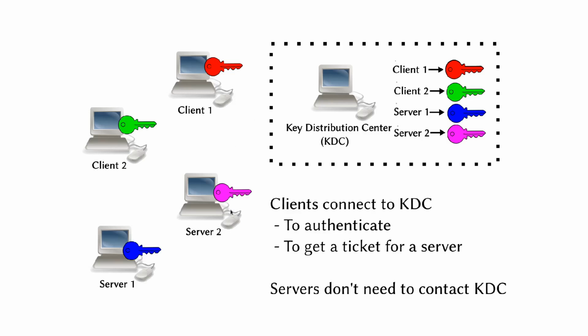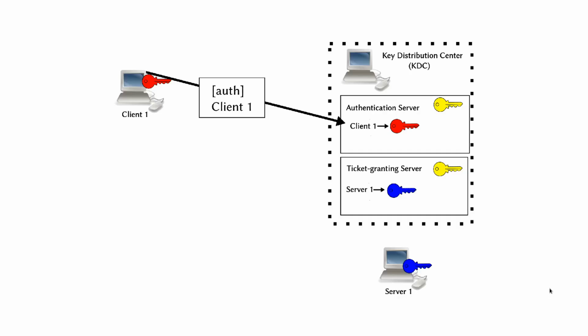And in the Kerberos protocol, the clients connect to the KDC when they want to authenticate themselves to prove that they are who they say they are, and when they want to get a ticket for accessing a server. Servers, they never need to contact the KDC in the Kerberos protocol. I will now illustrate how the Kerberos protocol works by showing you a concrete example.